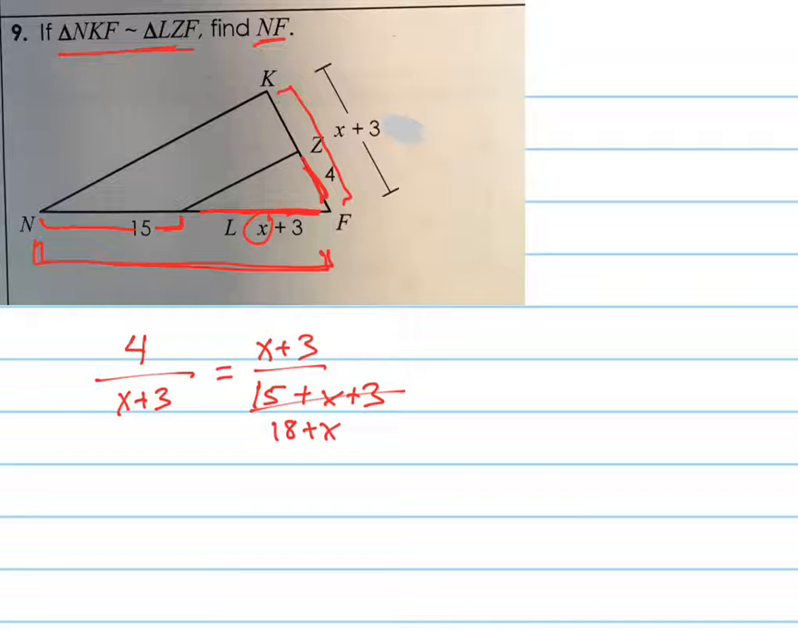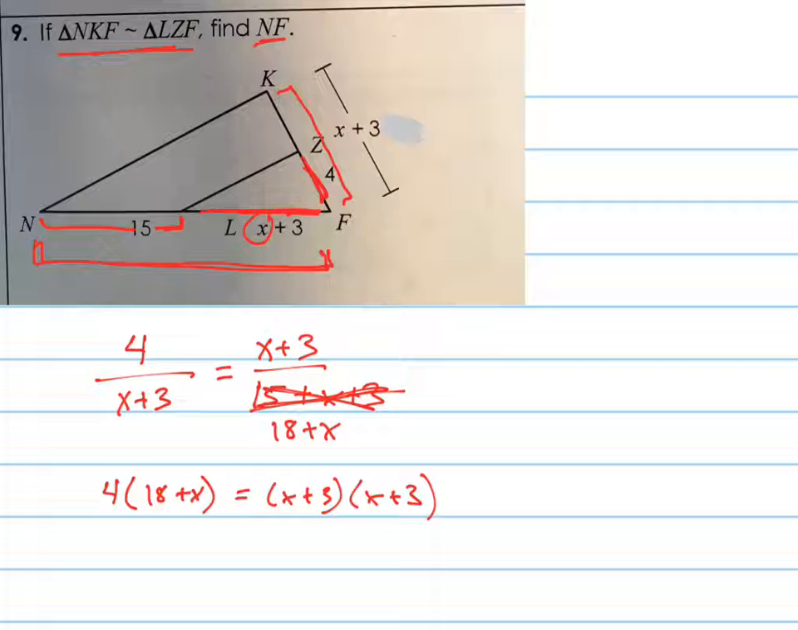Or x plus 18. Yeah, 15 plus 3 is 18, so I just wrote 18 plus x on the bottom there. Okay, simplifying. So ready? Let's cross multiply. 4 times 18 plus x equals x plus 3 times x plus 3.